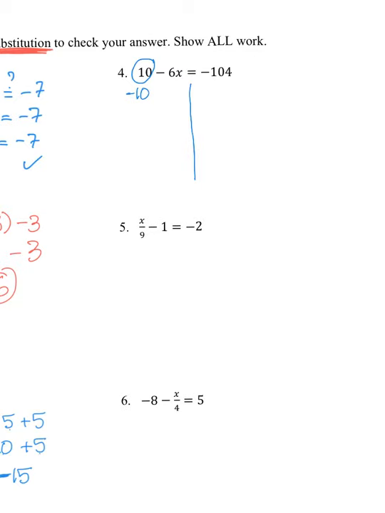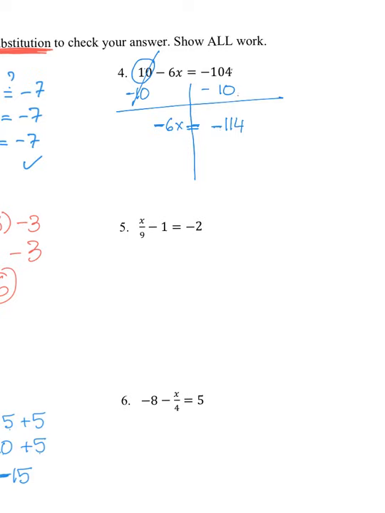Minus 10. If I do it to the left, I need to do it to the right. So 10 minus 10 is 0. Negative 6x, I put it down. Make sure you put it down, the negative also. If it's negative, you put it down, negative. Negative 104 and 10 is negative 114. Same sign, add and keep. We add these two numbers and keep the sign.